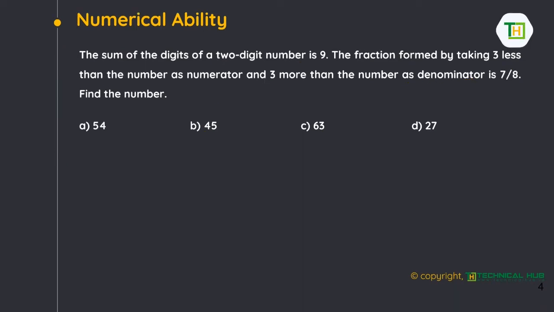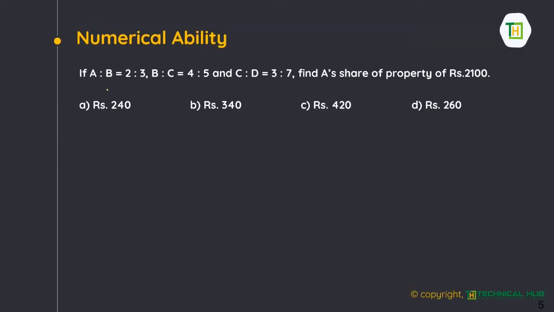Next one. If A is to B is equal to 2 is to 3, B is to C is 4 is to 5, C is to D is 3 is to 7, find A's share of property of 2100. To find any one person's share, first you must calculate the ABCD ratio, because 4 persons share the total amount of 2100.